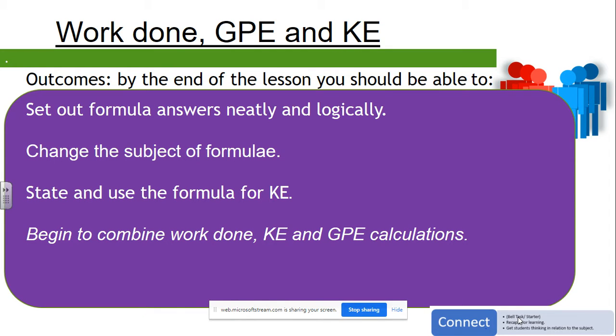So what we want to be able to do in a few lessons' time is to answer formula questions, setting them out properly, neatly and logically. That's really important. Changing the subject of a formula, so rearranging a formula, stating and using the formula for kinetic energy. That won't be in this video, it'll be in a future one.